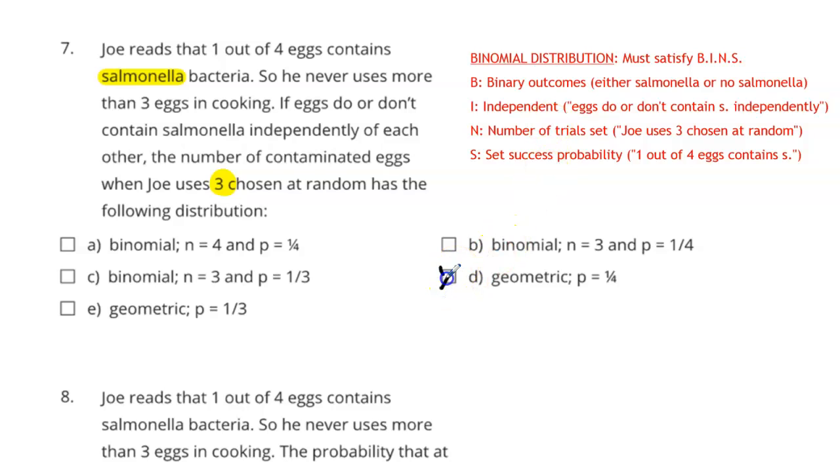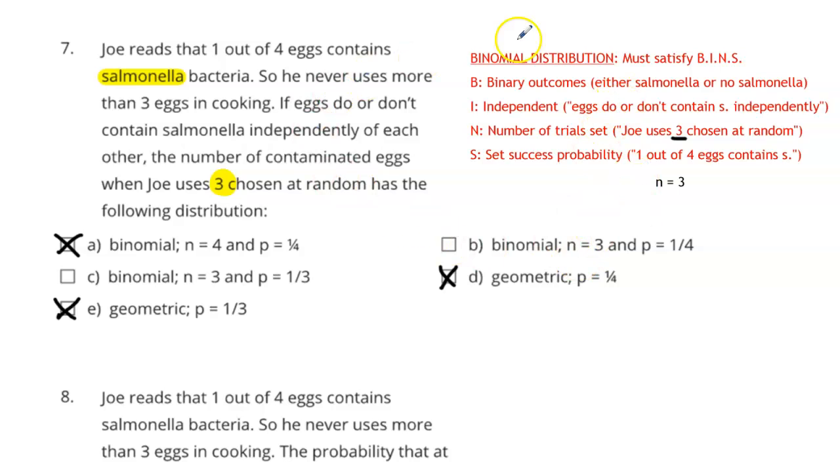It's not geometric. Why do we know it's not geometric? Because we're not picking eggs until we find one that has salmonella. We are picking 3 eggs every single time. All right, and now we know that the number of trials in this case is going to be 3. So that means I can eliminate choice A, because that says the number of trials is 4. It's either this one or this one.